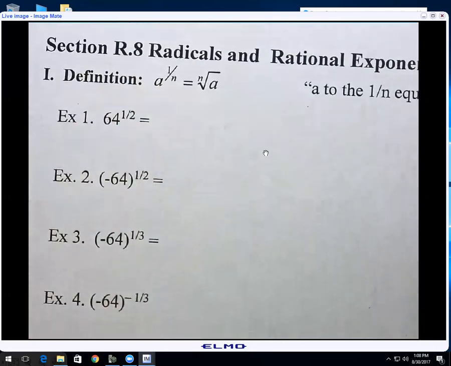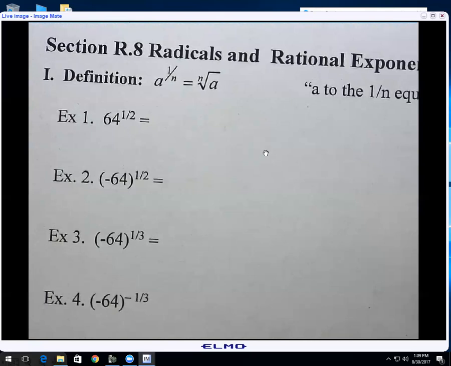Whenever I see a negative exponent, what R word pops in my head? Reciprocal. From now on, whenever I see a fractional exponent, I want the word radical to pop in your head, or root. Either one of those is okay. If you see a fractional exponent, I want you to think, I could write that as a root, or I could write that as a radical.